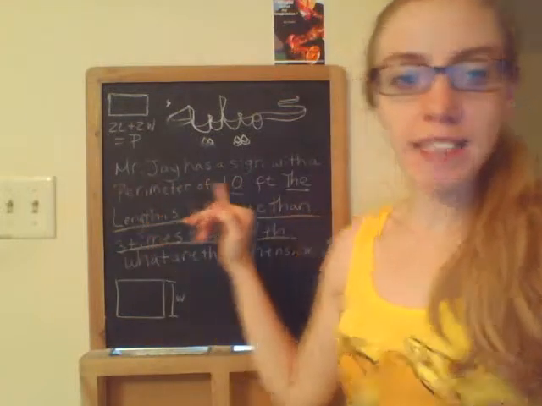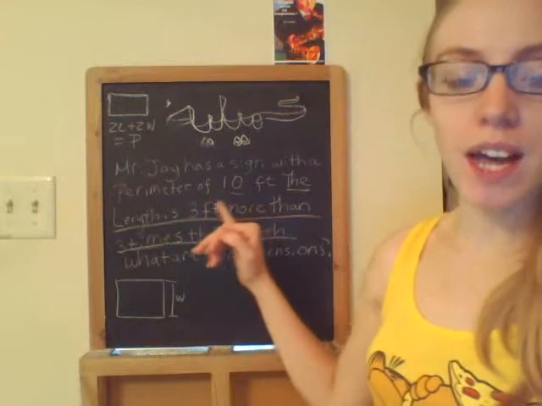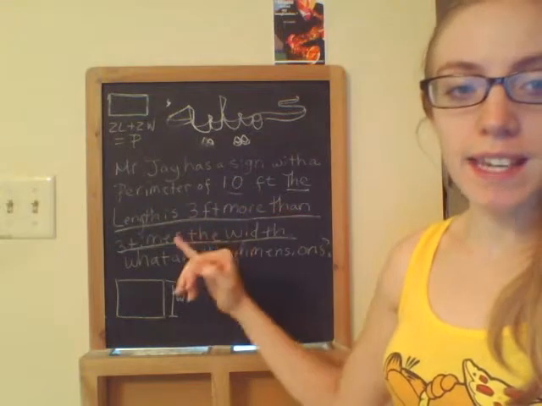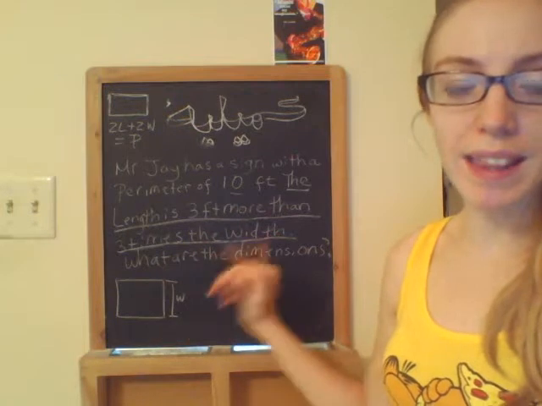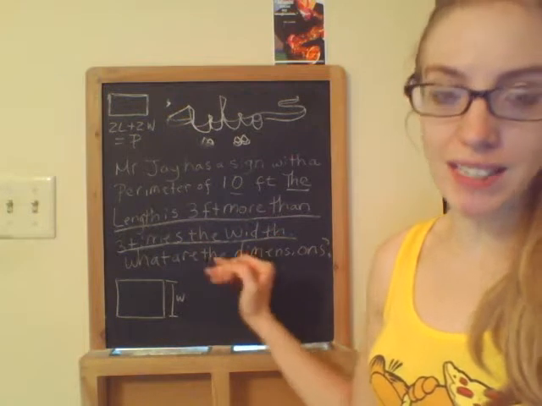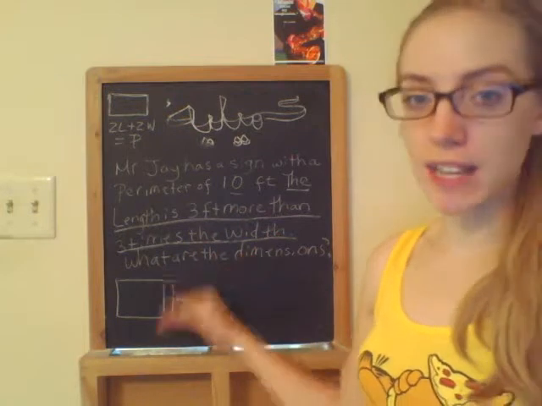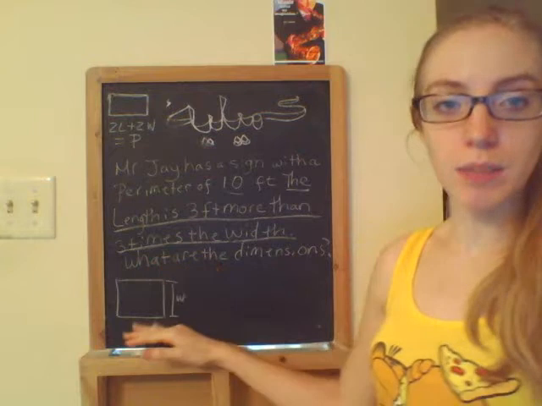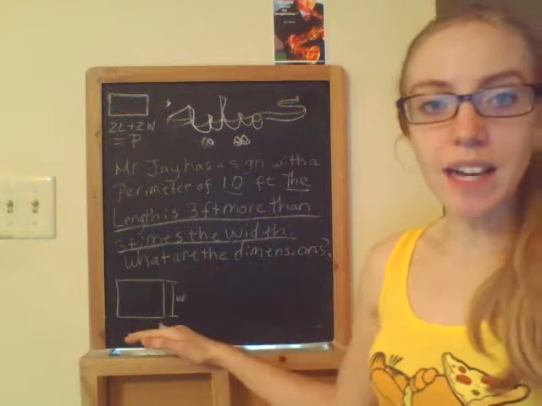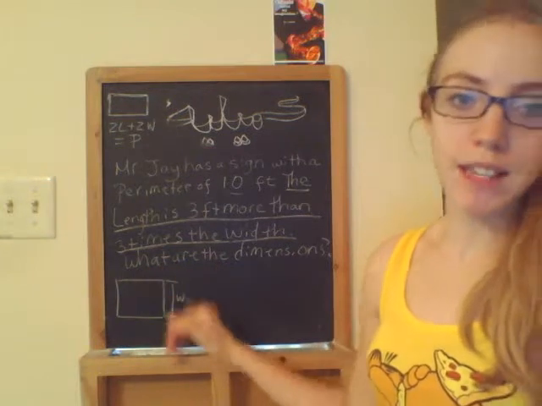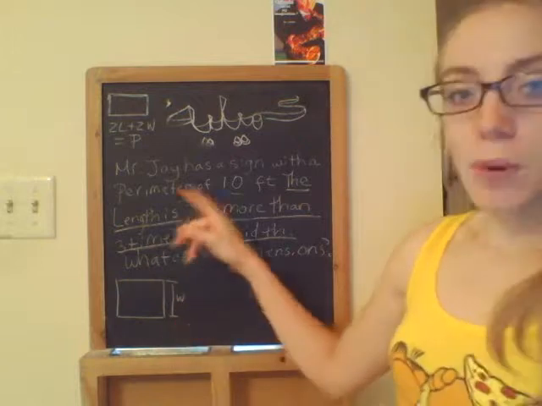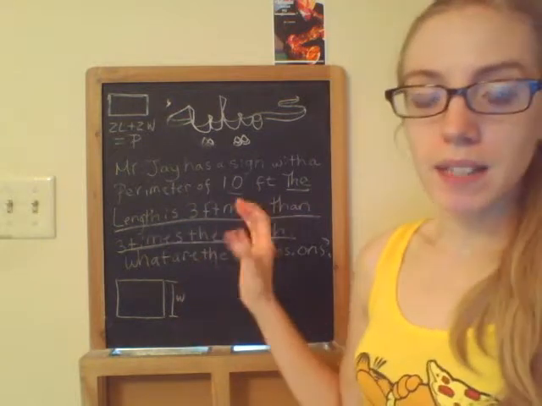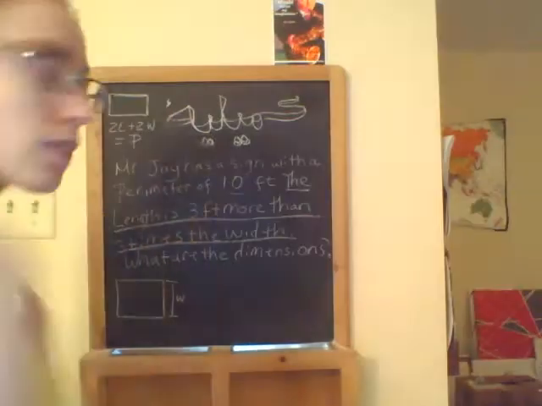Mr. J has a sign with a perimeter of 10 feet. The length is 3 feet more than 3 times the width. What are the dimensions? Your dimensions are, of course, your length and your width or depth. But here we're dealing with a flat sign, so we have just the length and the width that we need to solve for. So I go through here and pull out my key concepts and operations that I need to put together an equation to solve the dimensions.